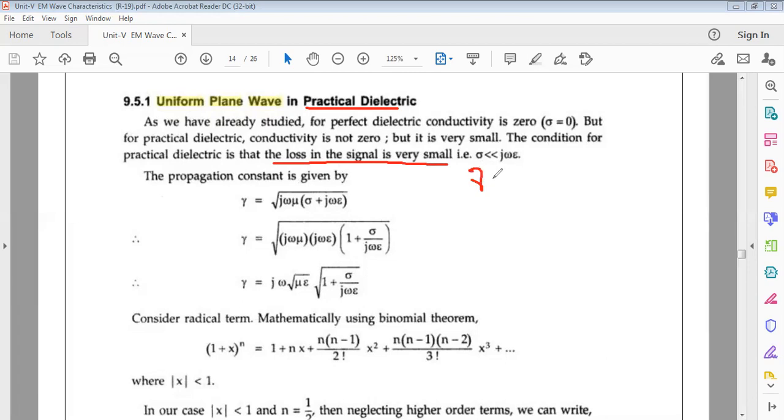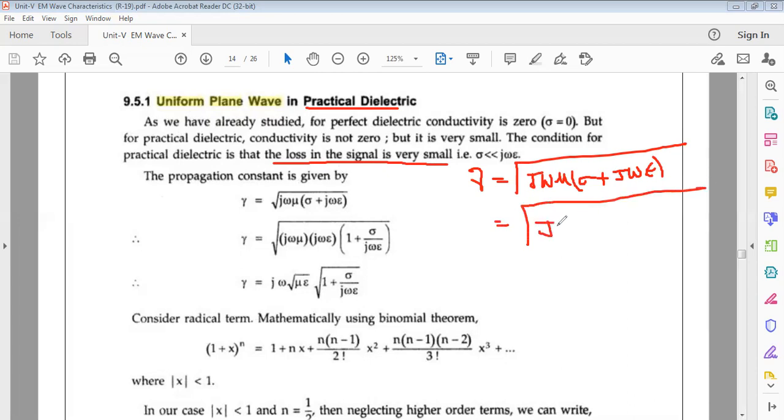Let us consider the propagation constant gamma is equal to under root of j omega mu times sigma plus j omega epsilon. Take the common factor again, j omega epsilon. Gamma is the under root of j omega mu and j omega epsilon, whole multiplied with 1 plus sigma by j omega epsilon.